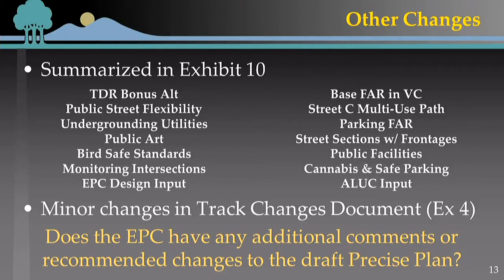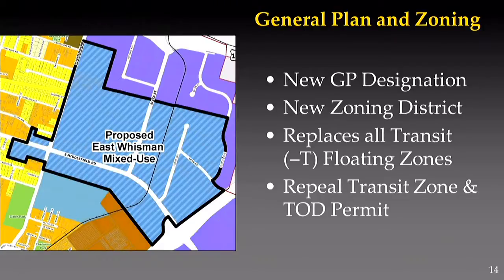Other recommended changes to the precise plan are summarized in Exhibit 10. These changes had clear council direction, and so they were not included in the staff report. In addition, there are minor changes to word choice and such that are shown in track changes in Exhibit 4. So the question for EPC on this slide is, does the EPC have any additional comments or recommended changes on the draft precise plan?